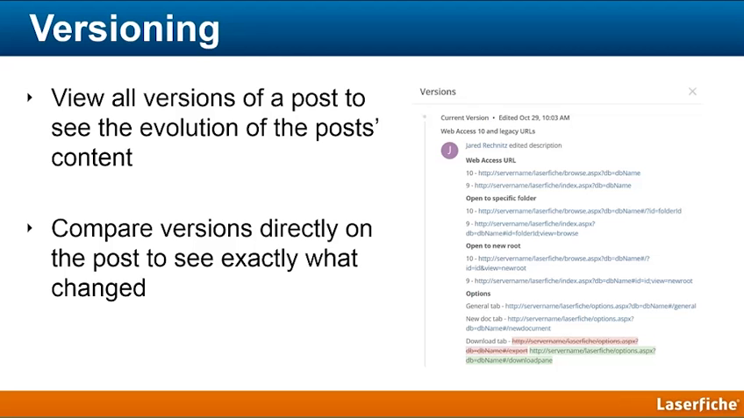So versioning will allow you to view all versions of a post, to see the evolution of the post content. You can also compare versions directly on the post to see exactly what changed as well. So here in our screenshot on the right, you can see that Jared has actually changed our URL, and we're able to clearly see the exact change here.